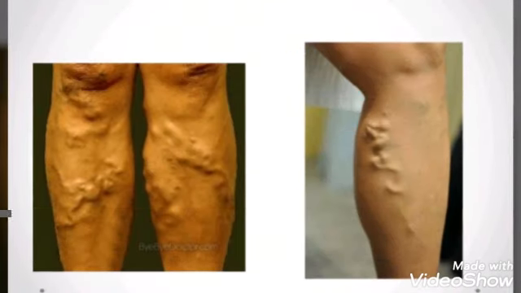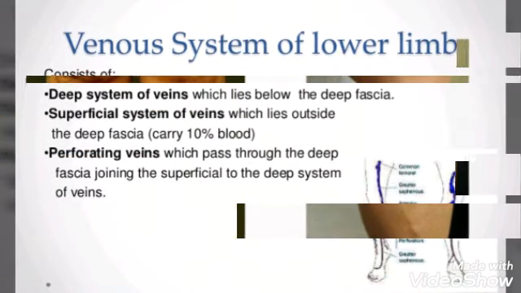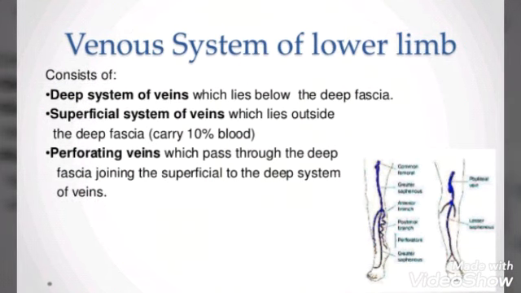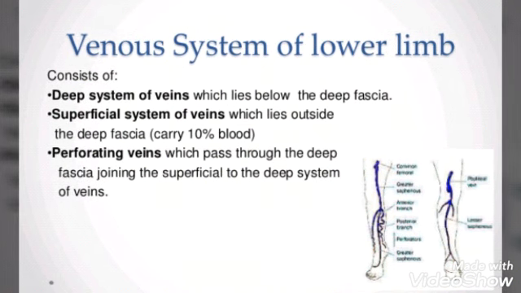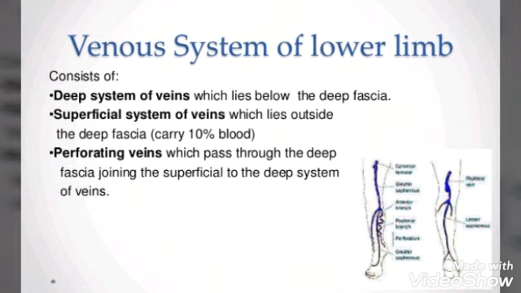Then we'll see the systems that are mainly involved in the varicose vein. In this, the venous system of the lower limbs is mainly involved, that consists of the deep system of veins, which lies below the deep fascia, that is below the deep layer of the skin. The superficial system of veins lies outside the deep fascia and carries 10% of blood. Perforating veins pass through the deep fascia, joining the superficial to the deep system of veins.